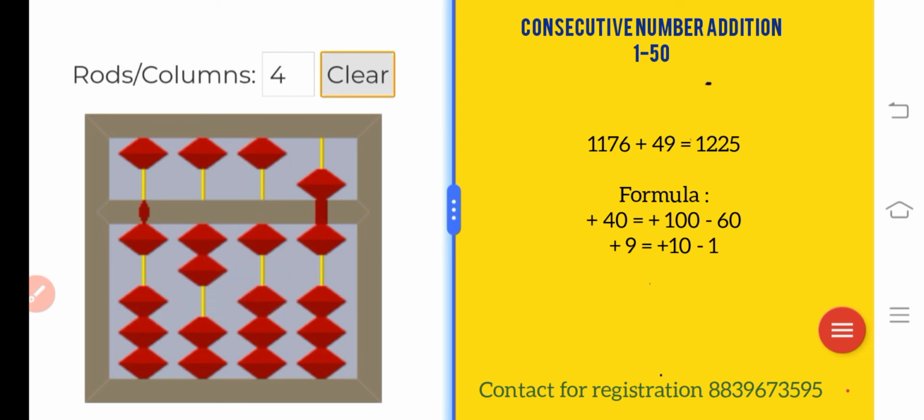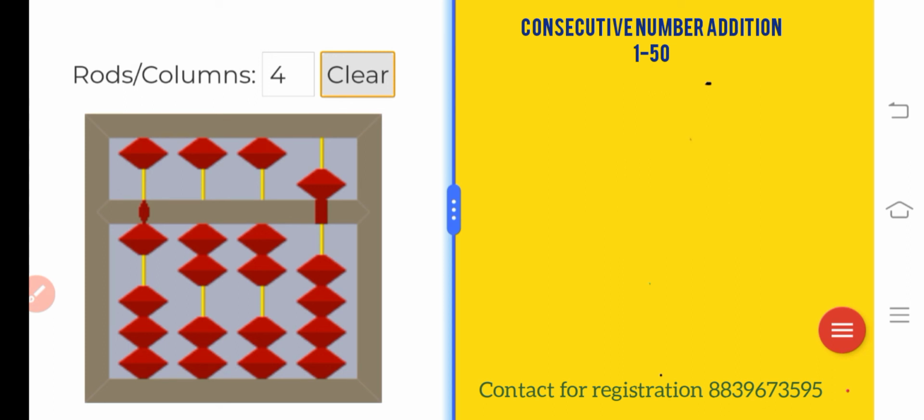And for adding 9, we will do plus 10 minus 1. That we get answer 1225. And for adding 50, we will just directly add 50 in the tens place. And we get the answer 1275.